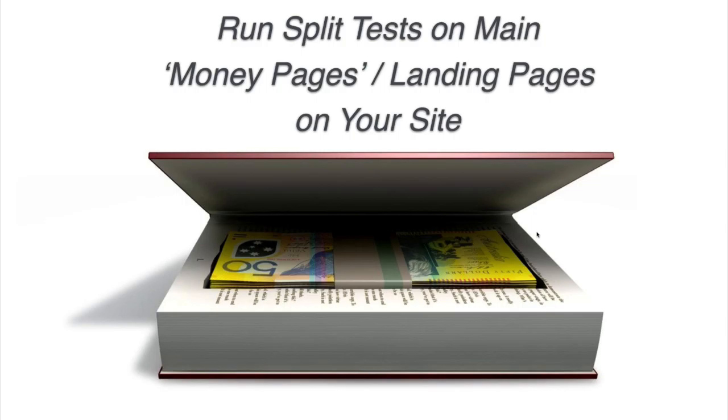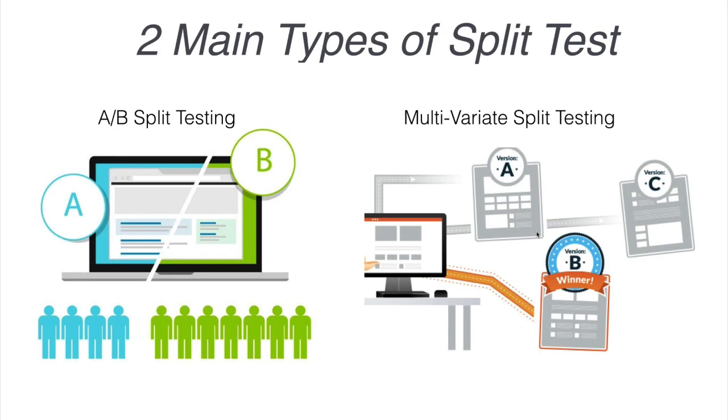We don't want to just focus anywhere. There's two main types of split testing. The first one on the left, which most people know about, is A/B split testing, and then we've got multivariate. So let's talk about A/B first.